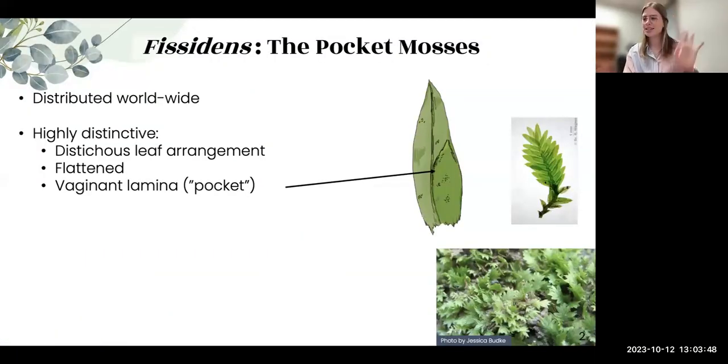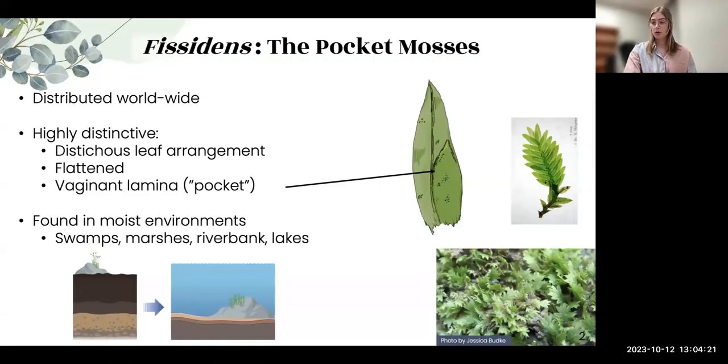All right, so just as a little bit of an introduction to Fissidens, they are a high moisture loving moss that can be found anywhere from swamps to marshes and rivers and lakes. They can range from being fully aquatic to fully terrestrial. And I am particularly interested in these species that are fully aquatic, just looking at their evolutionary history, trying to get a better picture of it.